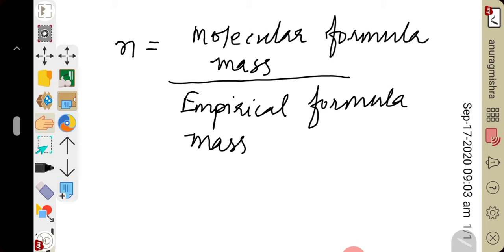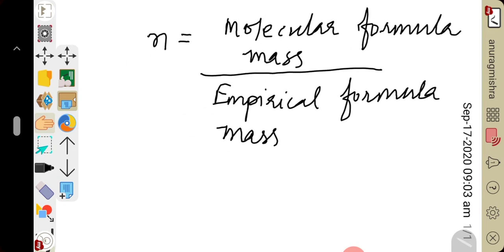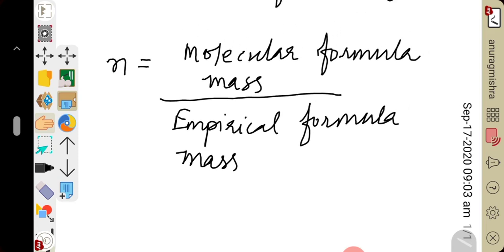So while you are determining the molecular formula, first of all you have to follow all the steps that you followed for the empirical formula. You will calculate the empirical formula. After calculating the empirical formula, you have to find out the empirical formula mass. The molecular formula mass will be given in the numerical problem. On the basis of that, you will calculate this n. If molecular formula mass is given, by calculating empirical formula mass, you can find out the value of n.